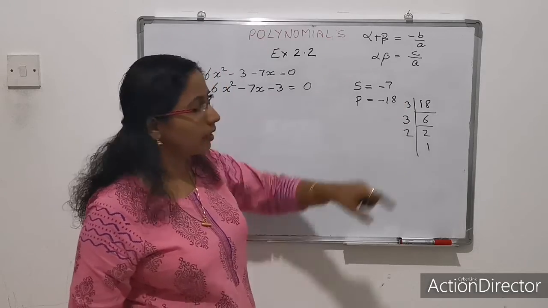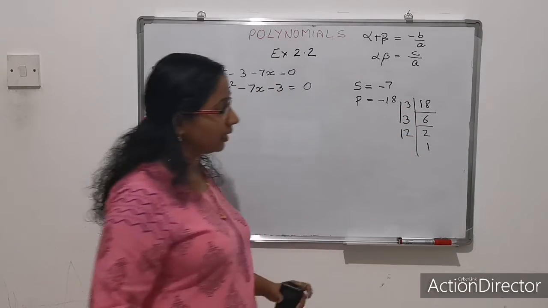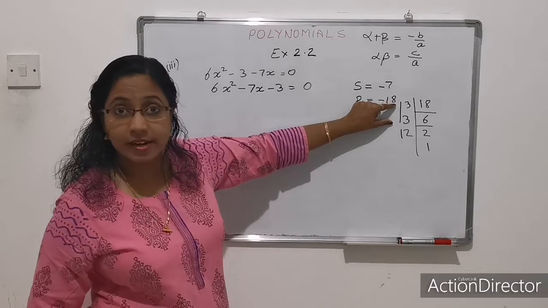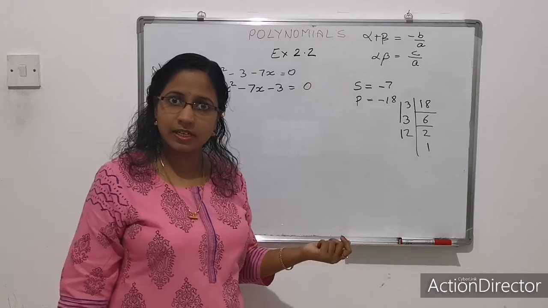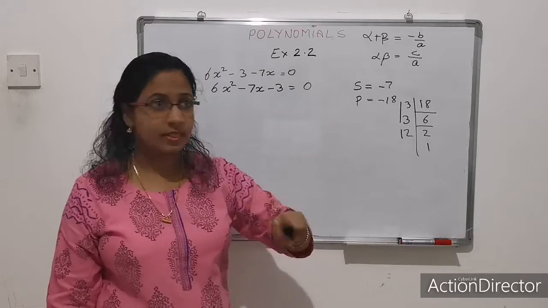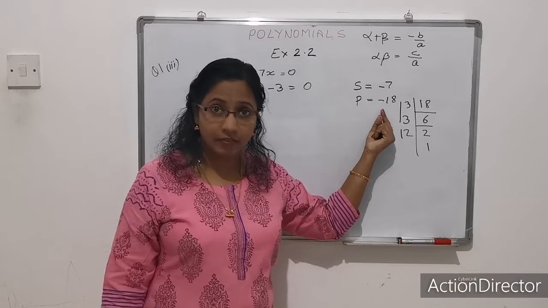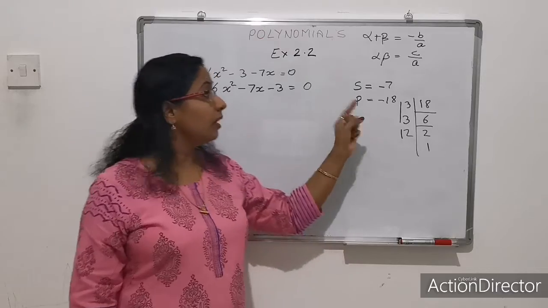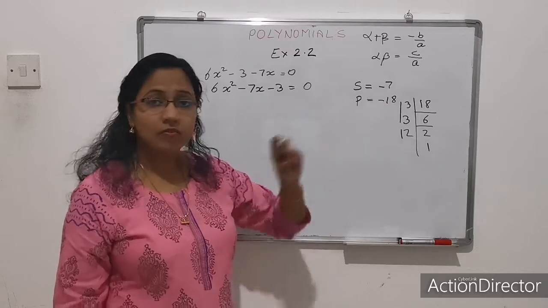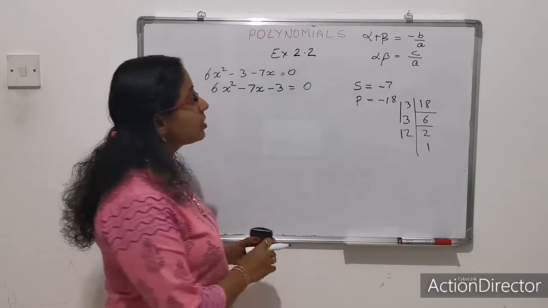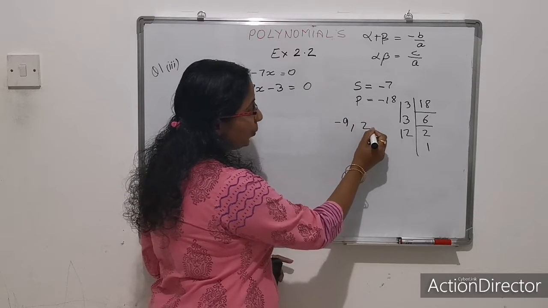This is 3 into 3, 9. Suppose I am taking a pair like this, 3 into 3 is 9, 9 and 2. 9 minus 2 is 7. Now what about the signs? I already told you in my earlier video, if the product P is negative, it means one of the numbers should be negative. So we'll take minus 9 and 2.